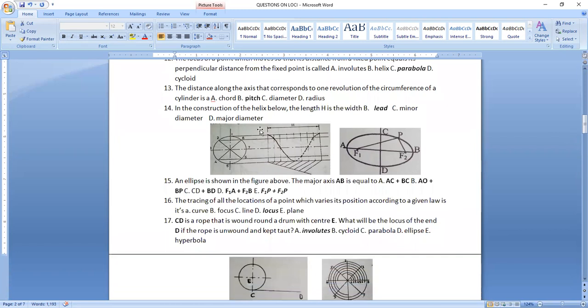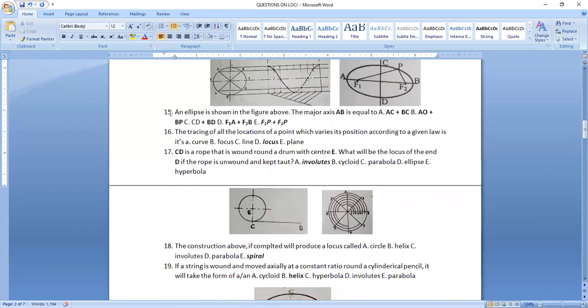Then we come to question 14. In the construction of the helix below, the length h is the width, sorry, I think this is option A. So the length h is the lead. So the answer is the lead. Distance from here to here is the lead.